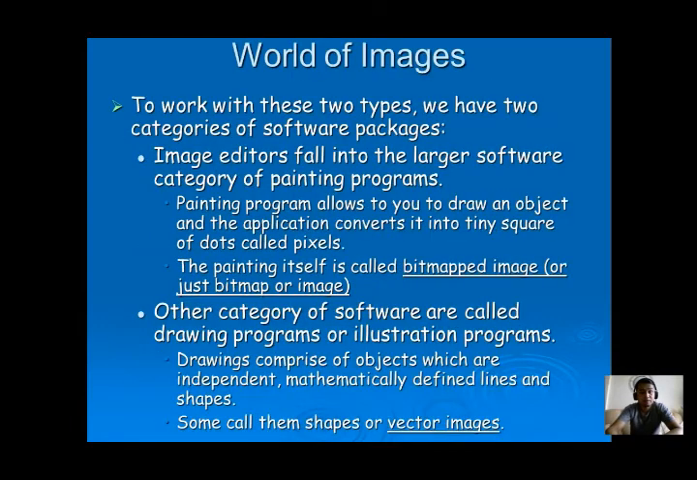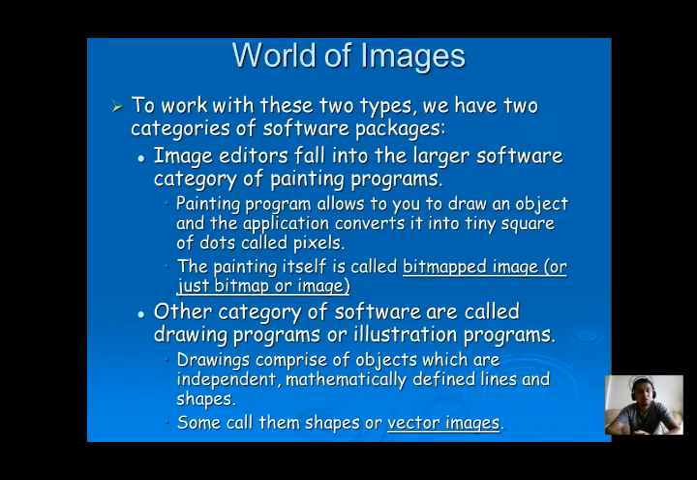Now, in order for us to work with these two types of images, you'll see that we always have two categories of software packages. One of them is called the image editor, which falls into the large category of painting programs. Here the painting program allows you to draw an object, and then the application converts it into tiny squares of dots called pixels. The painting produced through an image editor or a painting program is then referred to as a bitmap image, or just bitmap or image.